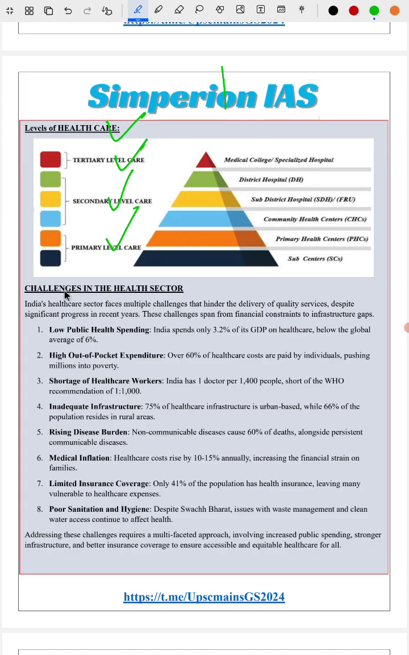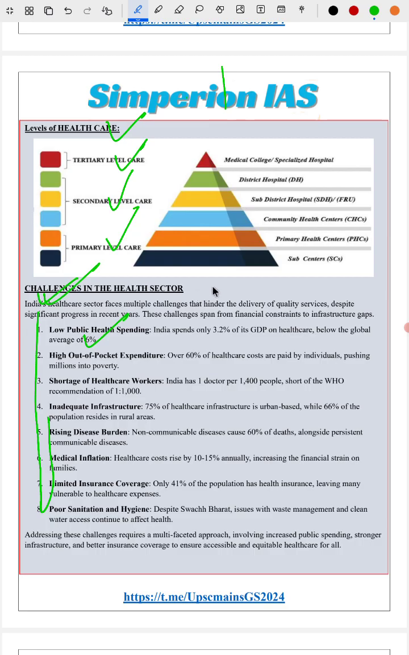Next, we have covered challenges in Indian healthcare, that is low public health spending, that is expenditure. In India, the health to GDP ratio is 3.2%, but the global average is 6%. High out-of-pocket expenditure, etc. We have covered 8 points. So in this video we will only discuss the skeleton, not in detail.